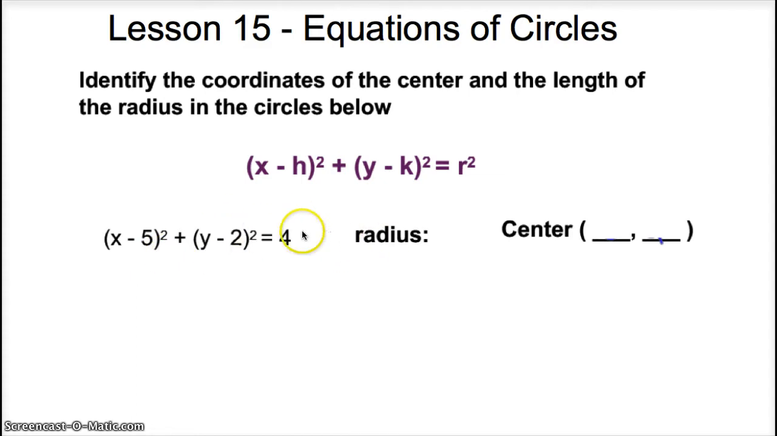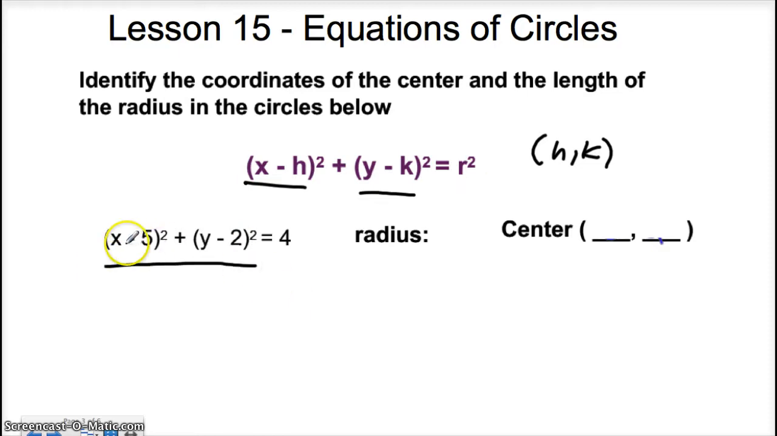Now, what we know is this. We know that the equation of a circle is (x − h)² + (y − k)² = r². And remember, (h, k) is our center, okay? And r is our radius. So how do we figure this out? Well, let's look at this equation right here. We have (x − 5)² + (y − 2)² = 4.